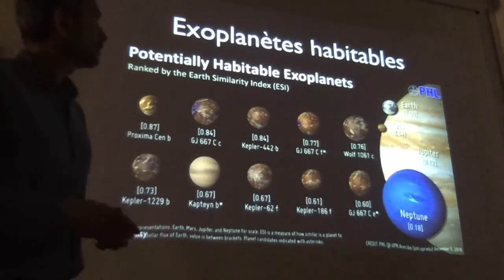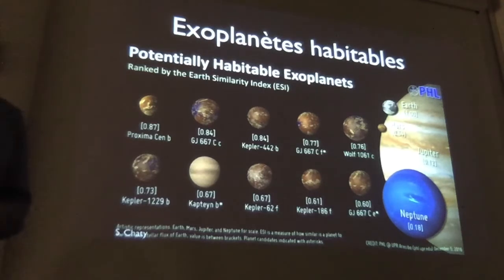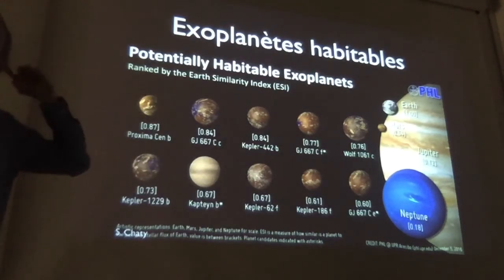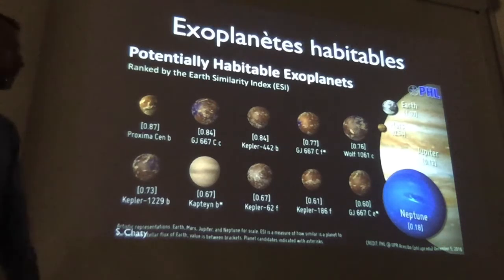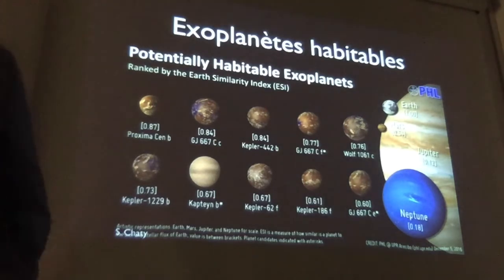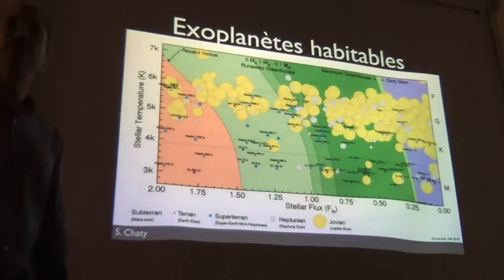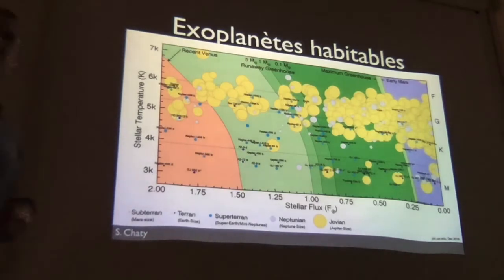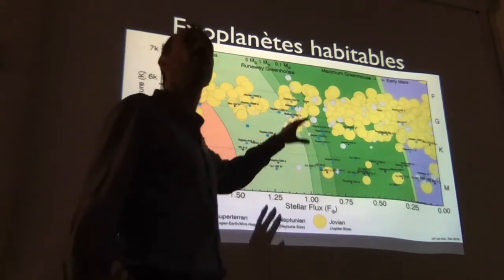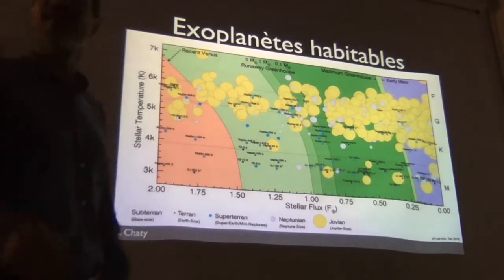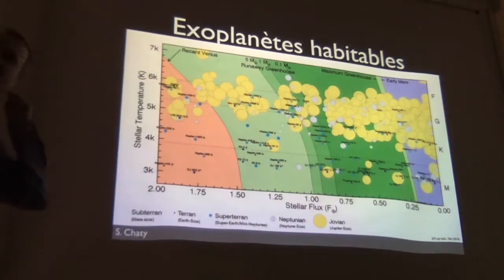I think they are happy to put Proxima Centauri with the higher ESI, but we'll have just one parameter in this slide. Here we have mostly the greenhouse effect. Here you have everything. This is just to show you that it's a bit more complicated.